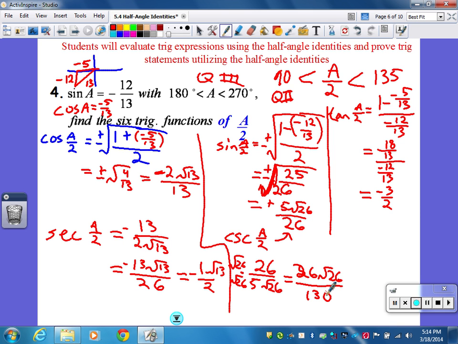And then cotangent is just the reciprocal of tangent. So that equals negative 2/3. Okay, so those are pretty quick, finding those last ones. Okay, let's go to the next page now.